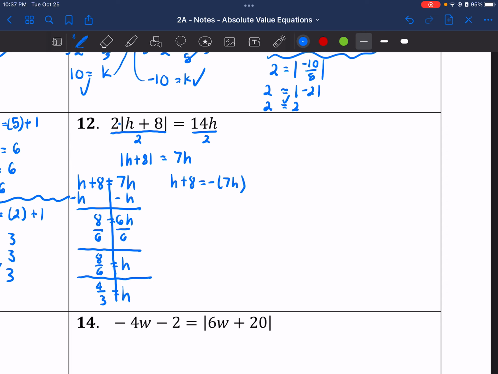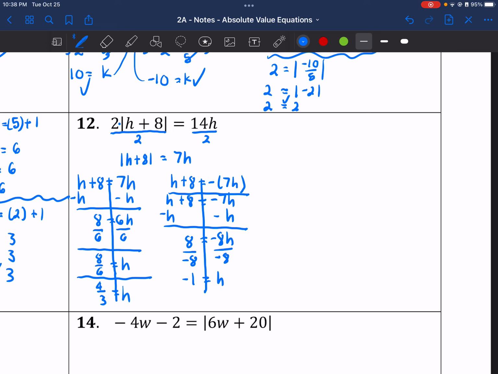Now we have the other side. Negative times 7h just gives me negative 7h, and h plus 8. We can add 7h, or we can subtract h. It doesn't matter what you do. I'm going to subtract h on both sides. Negative 8 is equal to negative 8h. Divide both sides by negative 8, and I get h is equal to negative 1.